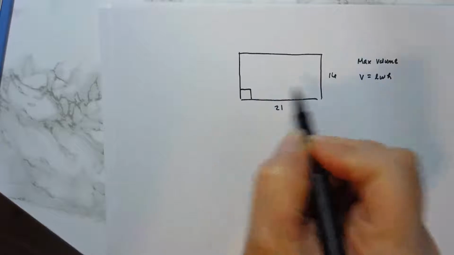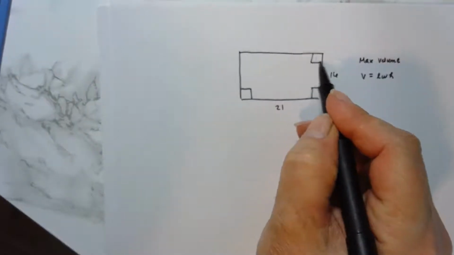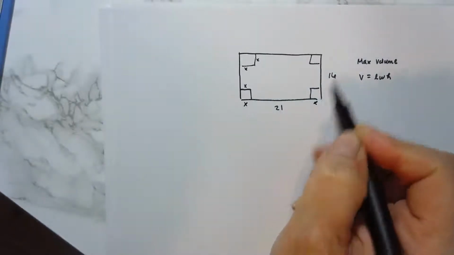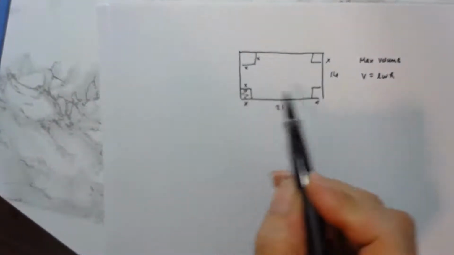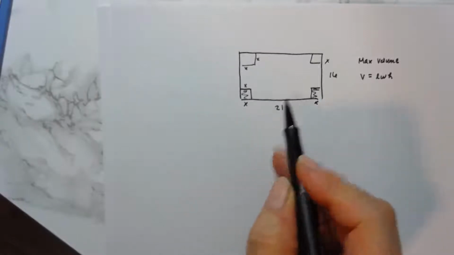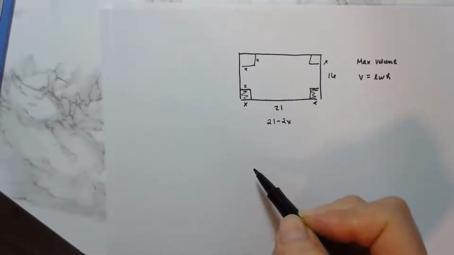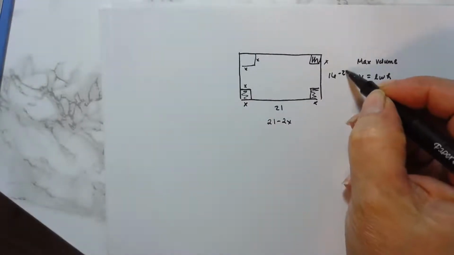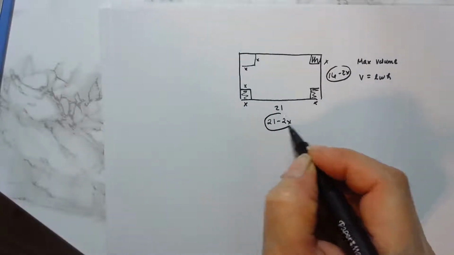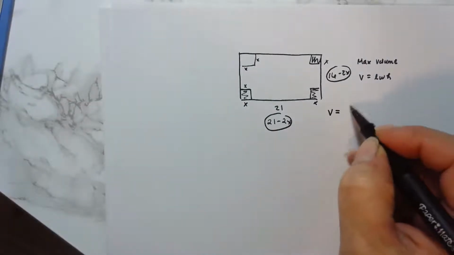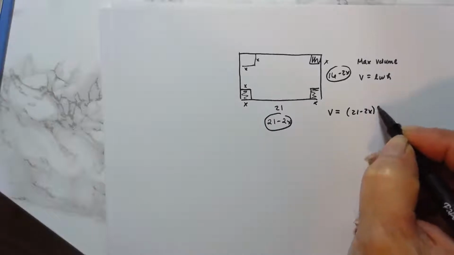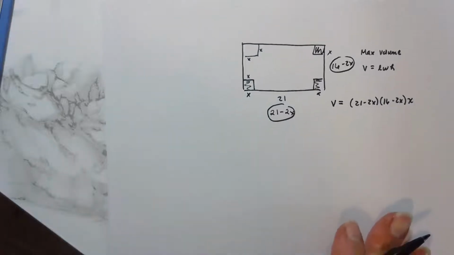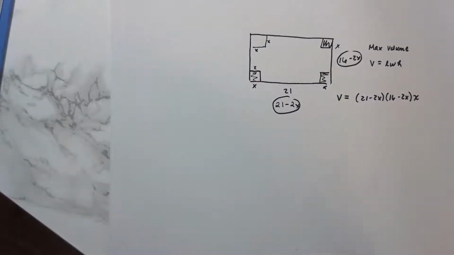If I'm cutting squares out of each corner of side length X, then when this goes away, I cut it out and I cut it out. Now this side becomes 21 minus 2x. And when I cut these two out, this length becomes 16 minus 2x. So my volume formula is going to be 21 minus 2x times 16 minus 2x times the height, which is x. Now, that's not the best, right?